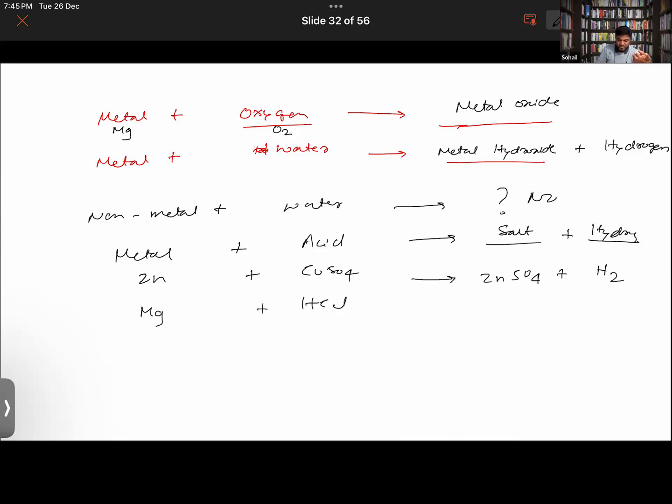Okay, so examples are very important. Do remember the examples. At least remember one example. ठीक है ना? So magnesium reacts with HCl to form magnesium chloride.